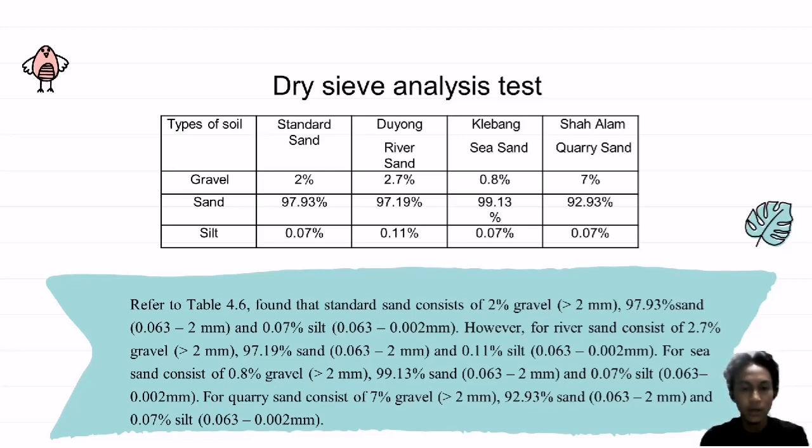Referring to the table, we found that standard sand consists of 2% gravel, 97.93% sand, and 0.07% silt. However, river sand consists of 2.7% gravel, 97.19% sand, and 0.11% silt. Sea sand consists of 0.8% gravel, 99.13% sand, and 0.07% silt. Quarry sand consists of 7% gravel, 92.93% sand, and 0.07% silt.